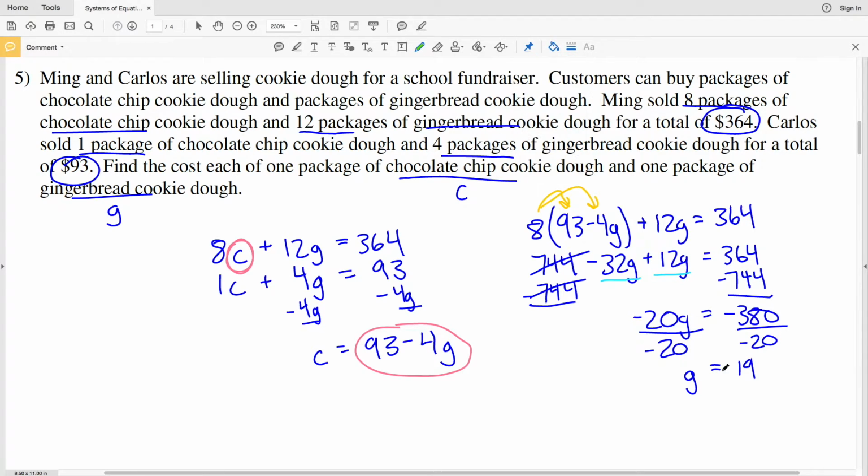Now that I know the cost of the gingerbread cookie dough, I'll be able to take that number of 19 and plug it into either of my equations. However, I can also plug it in to the equation that I already have in terms of c. So I'll get that c equals 93 minus 4 times g, which is 4 times 19. So that will be 93 minus 4 times 19 is 76. And 93 minus 76 equals 17.